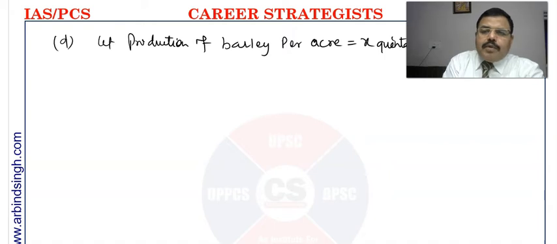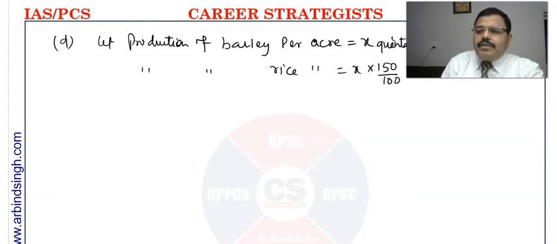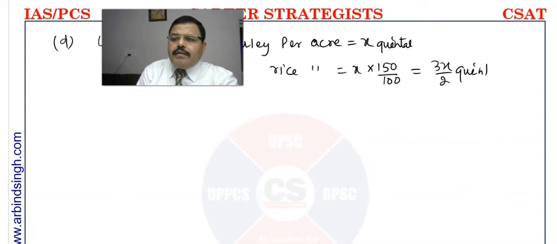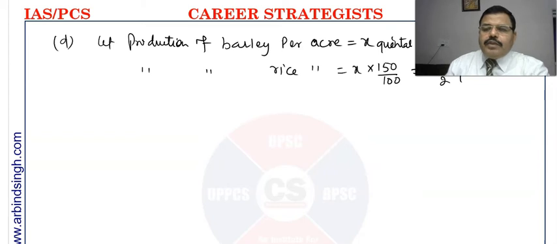Then the production of rice per acre is x plus 50% more, meaning 150 by 100 times, that is 3x by 2 quintal per acre. Let me write here, 3x by 2 quintal per acre, right? Okay, now it is given in the question that the production of barley is what percent of the production of rice.